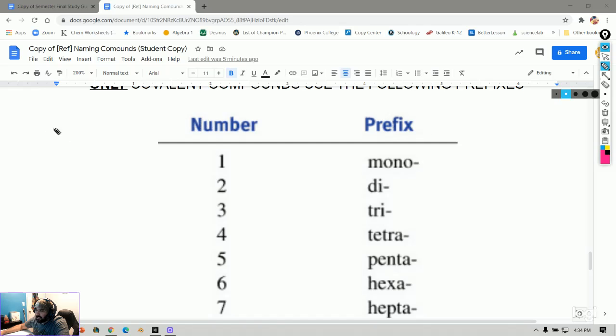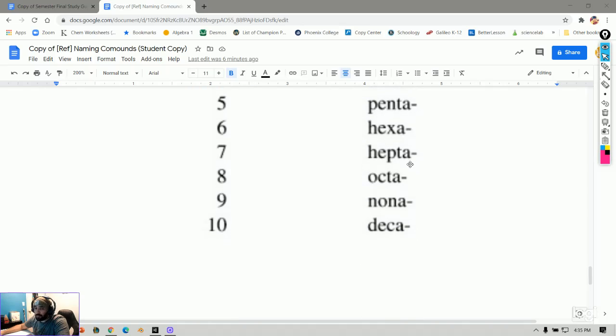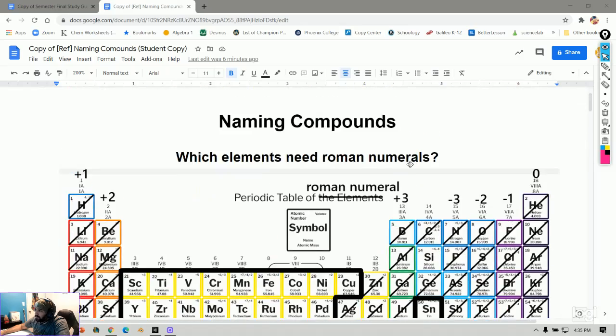Let's say I had, let's just go easy, P3. Well, you would call this tri, 3 for triphosphorus, because P stands for phosphorus. Or if this was the last element, you would call this triphosphide. That's how you use the prefixes. The prefix is there to tell you how many there are. So let's go ahead and put into practice everything that's on this worksheet.